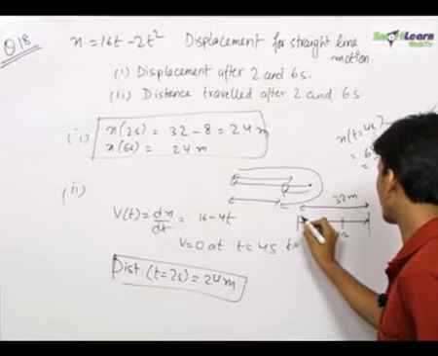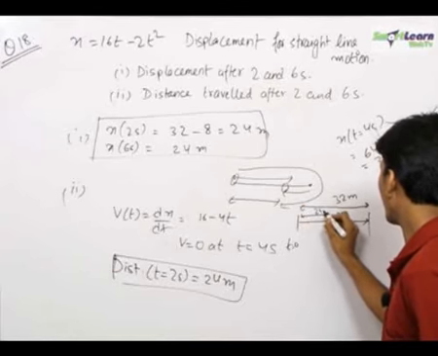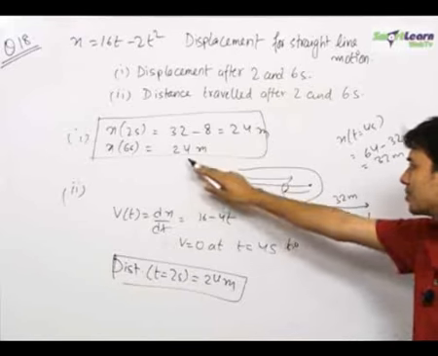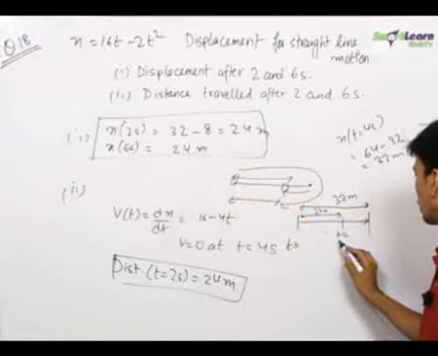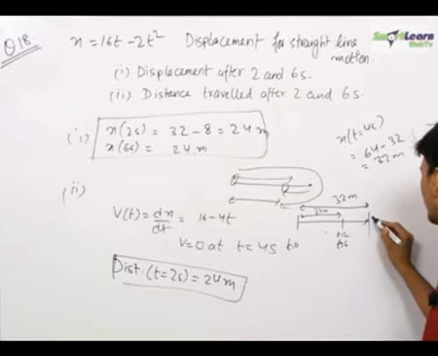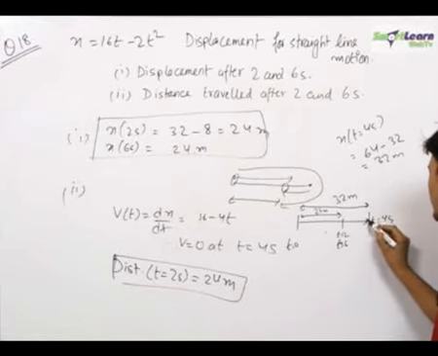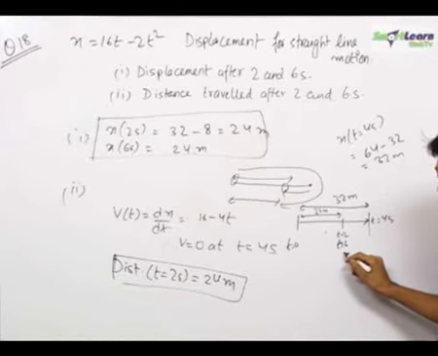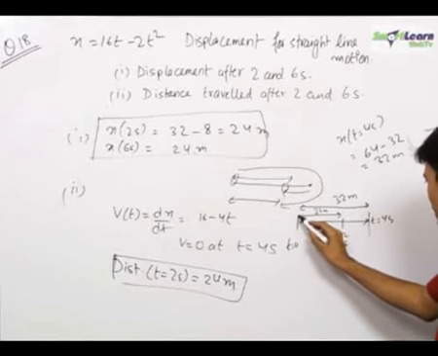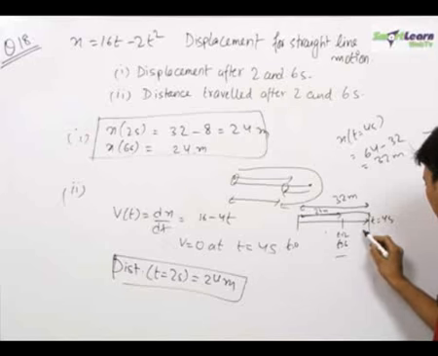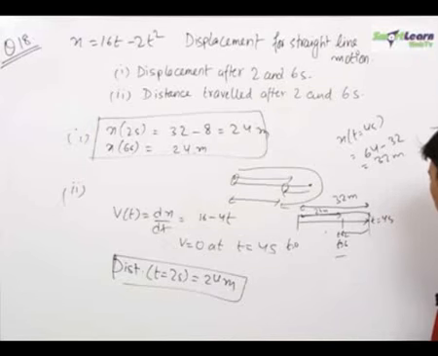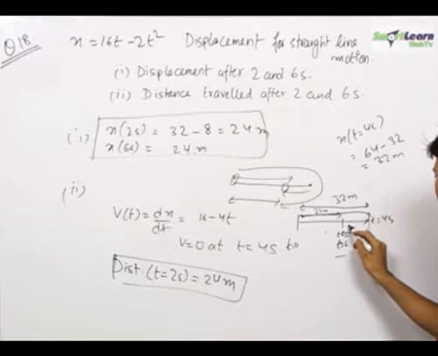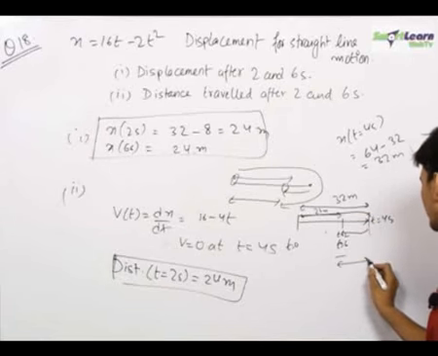At t = 2 seconds, the object was here. Now at t = 6 seconds, it is again here because the displacement is 24 meters. At t = 4 seconds, the object is here. So we need to find out the distance travelled by the particle in 6 seconds. The object goes from here to here and it returns back here. So the distance travelled on the way back is 32 minus 24, which is 8 meters.